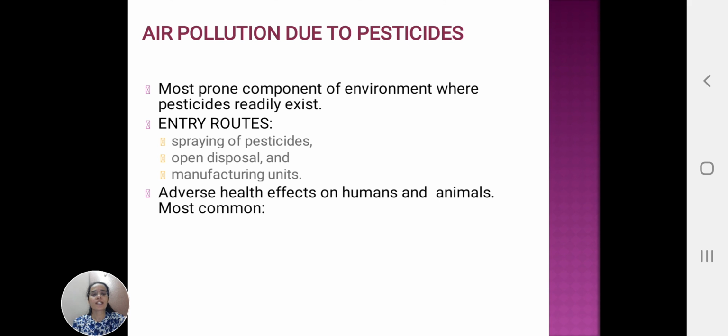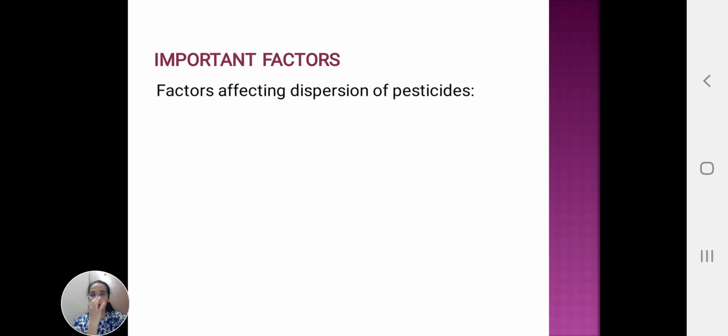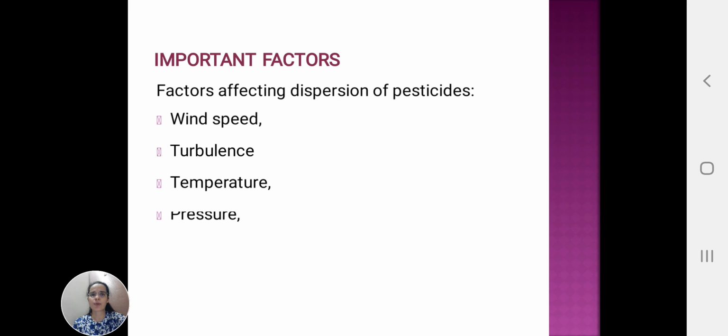If air is polluted, it has adverse effects on the health of humans and animals, the most common being respiratory diseases, asthma, nausea, allergy, etc. The important factors affecting dispersion of pesticides, as already studied, are the wind speed, turbulence, temperature, pressure, moisture content, and precipitation. All these factors are involved in the movement or dissipation of pesticides, distribution of pesticides in one compartment as well as from one compartment to the other compartment.